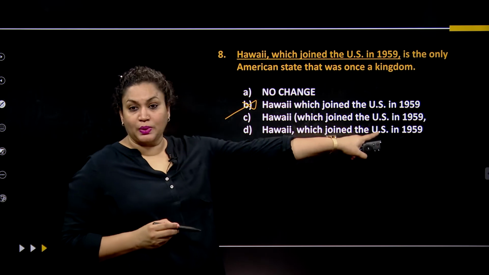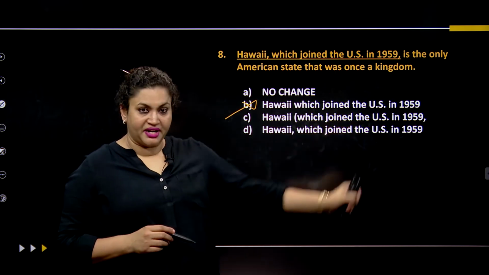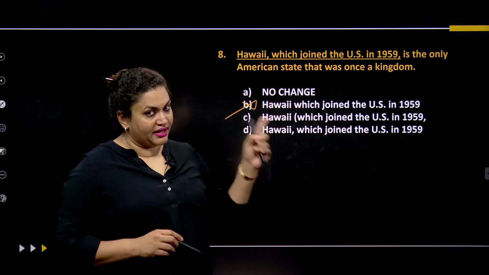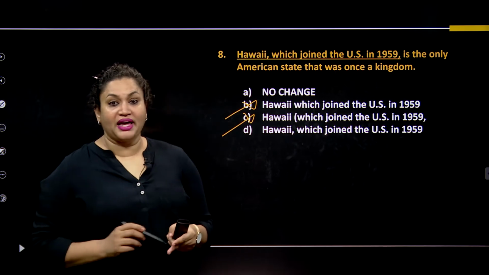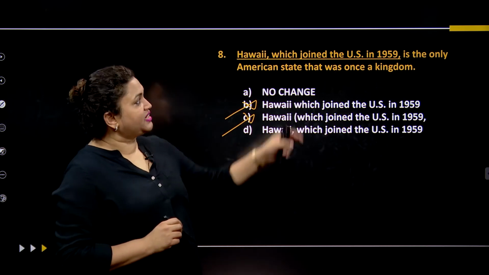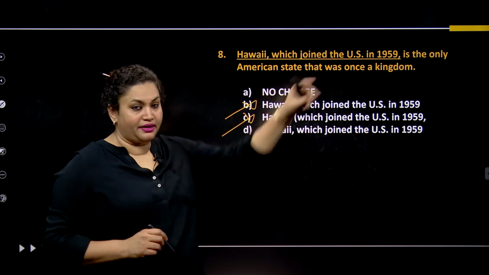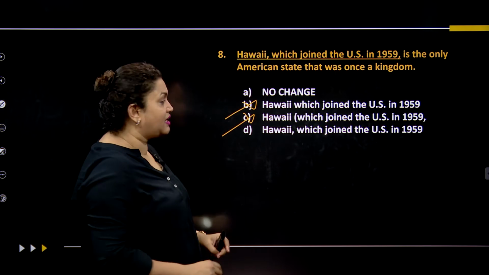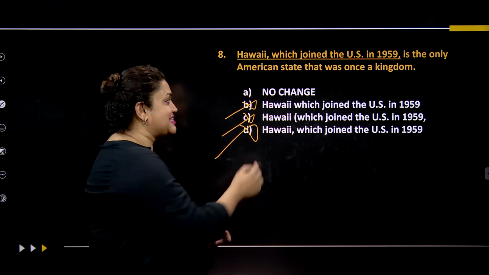Hawaii, which joined the US in 1959. Now, whenever you have a starting bracket, you should have an ending bracket too, and we don't see an ending bracket anywhere else. Therefore, this is not the right option. Hawaii, which joined the US in 1959. After an aside is done, we require a comma, and that is mandatory. Therefore, there is no comma here, therefore, this is out of question. So, without doubt, A is the right answer.